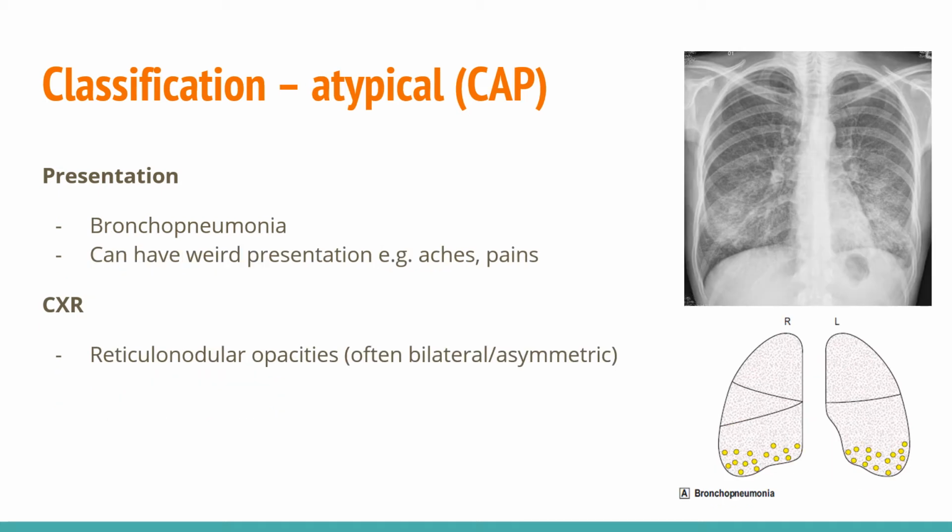Okie dokie. So this is atypical, and you can immediately see that there's a stark contrast between those two x-rays. So this one's more of a bronchopneumonia, and this can have weird presentations, so aches and pains. It's not your typical productive cough, pleuritic chest pain kind of thing. And again, I'll go through that soon. So on the chest x-ray, there's reticulonodular opacities, and these are often bilateral.